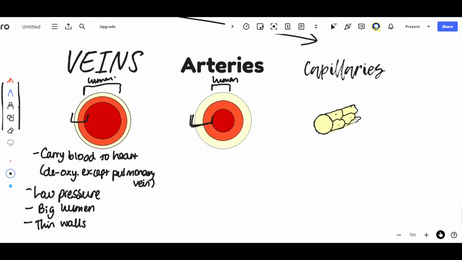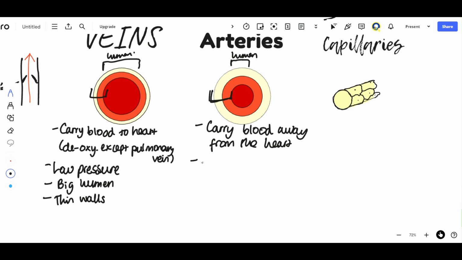So, the arteries carry blood away from the heart. And blood is carried at a high pressure.